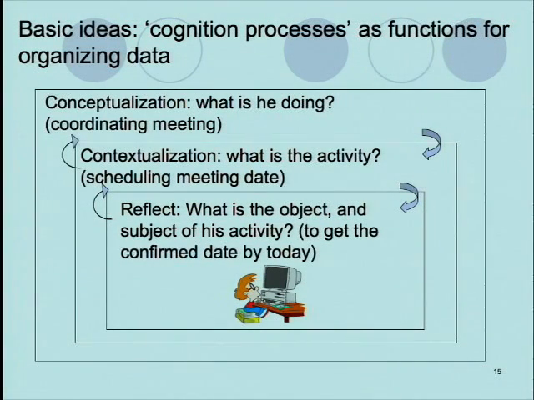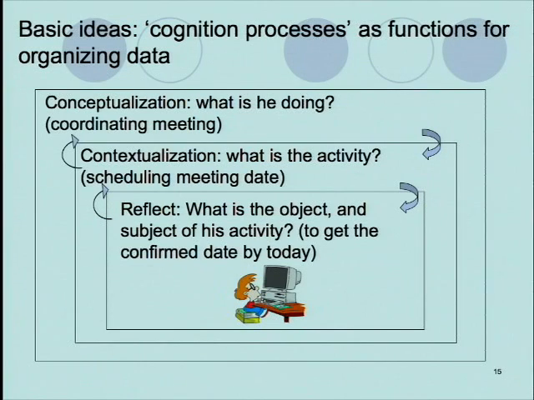for example, if you ask conceptualization, what is he doing? It returns, oh, he's coordinating the data. Then you go deeper and you want more information, which is called contextualization. So what is the activity in coordinating the meeting? It returns scheduling meeting date. And it goes further down to get more information about that activity of scheduling meeting date.